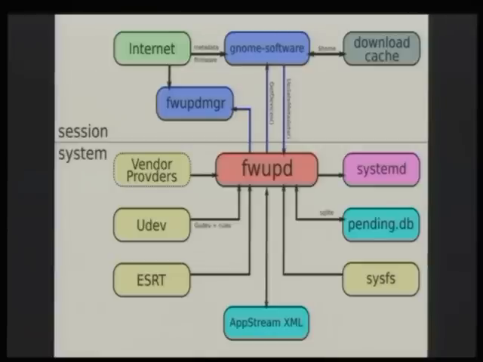Fwupd talks to various different subsystems. It'll talk to systemd for scheduling offline updates. Some hardware can only be updated when it's not being used. Other hardware can be updated live. Other hardware can be updated only before Linux is booted, so you have to do it in a pre-boot environment, and we have to talk to systemd to schedule that. We watch sysfs for hardware that comes and goes, so we can notify any GUI software of firmware that needs updating.